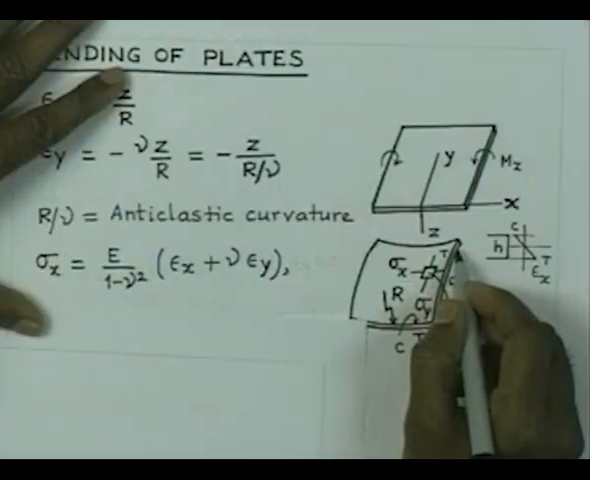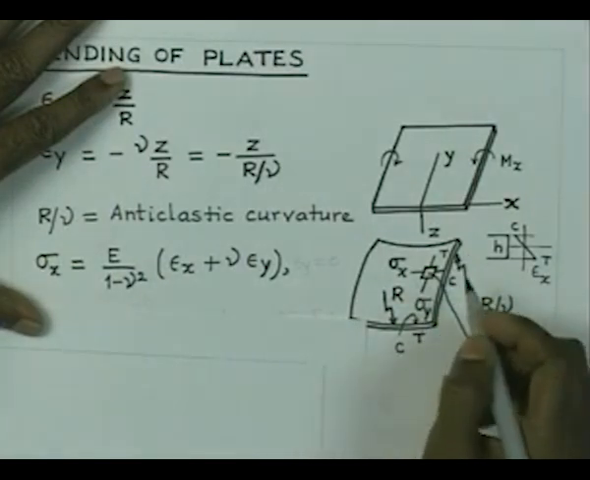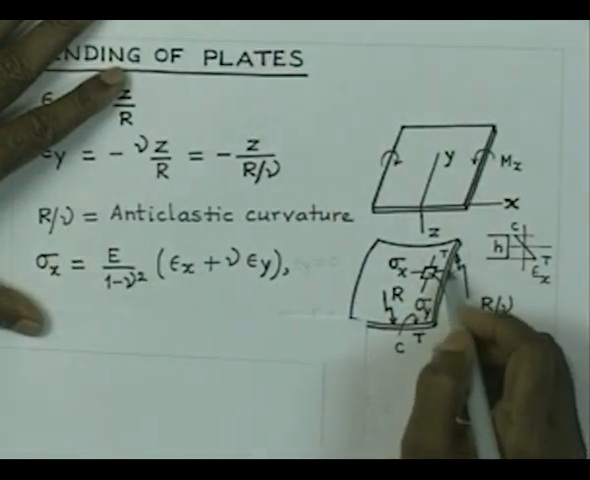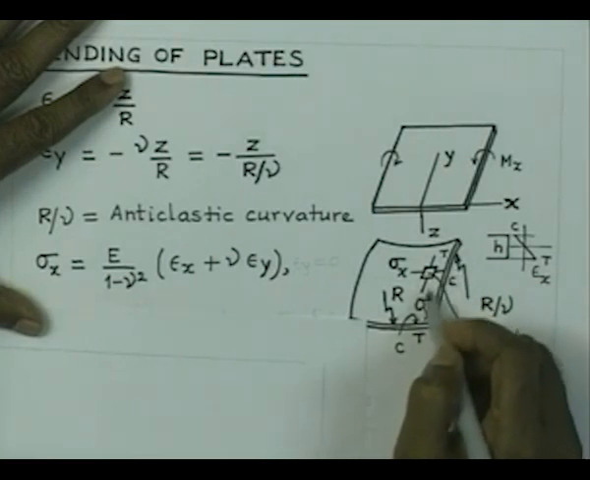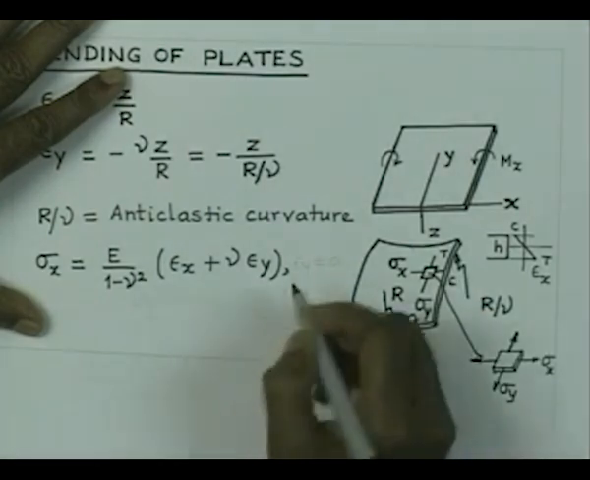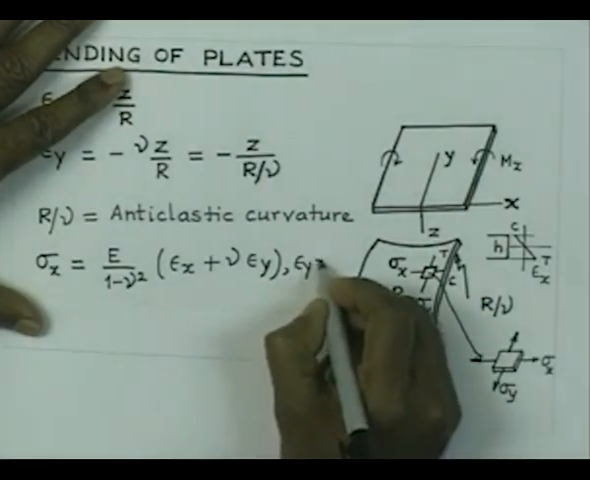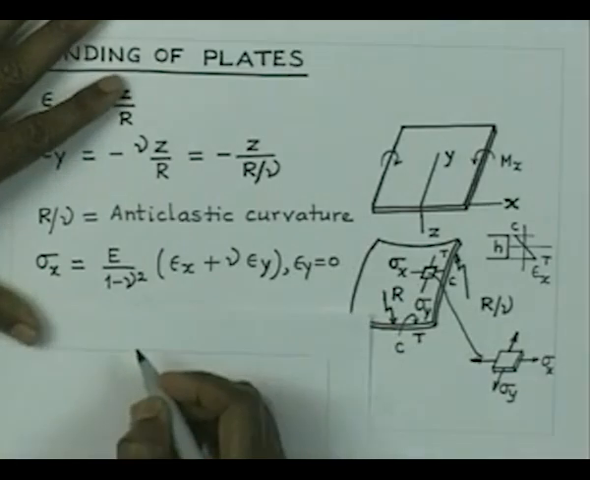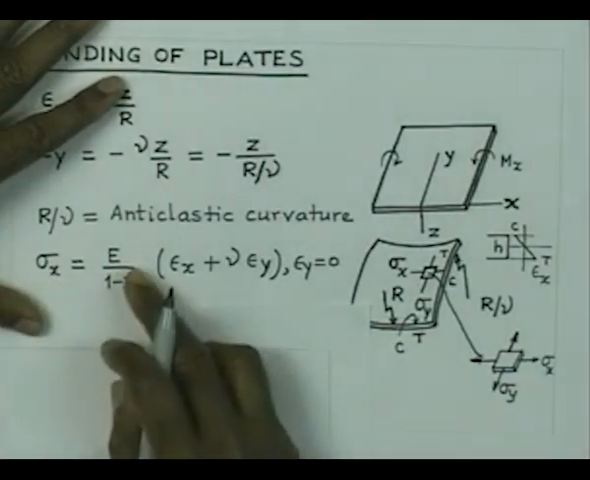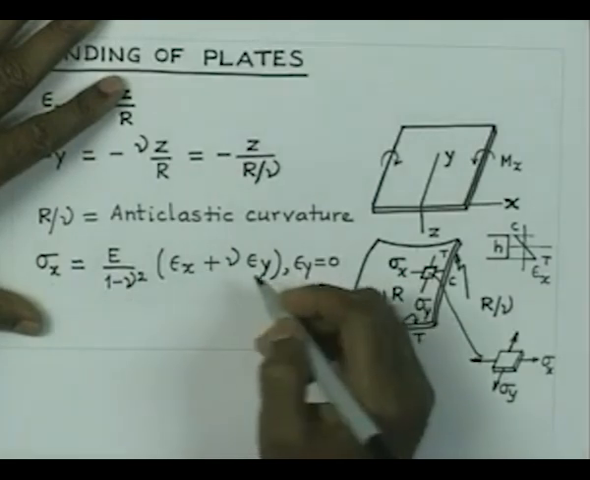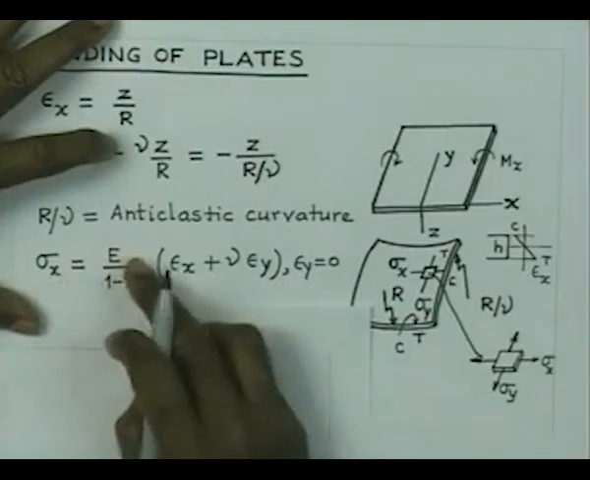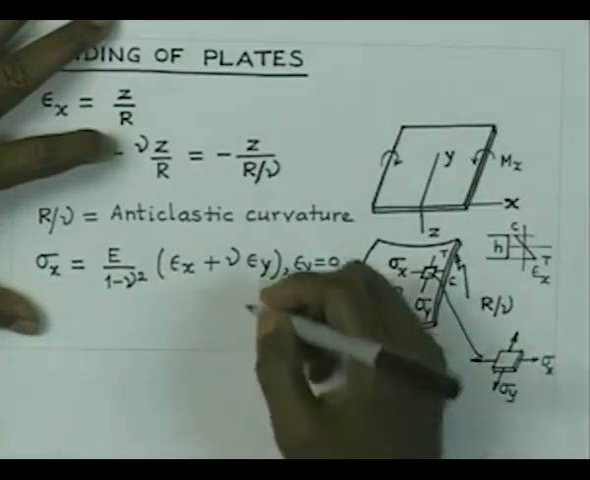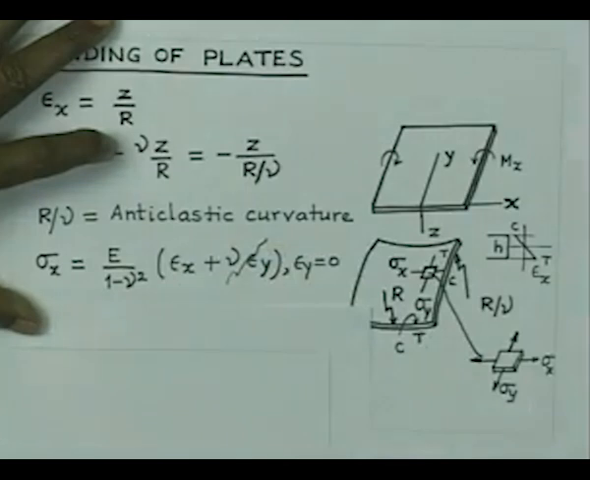Now, we have already mentioned that this tendency of anticlastic curvature appearing is not there towards the center, and towards the center you find that the stretching of the plate or contraction of the plate in the y direction is 0. So, therefore, epsilon y is 0, and hence we get the stress to be equal to E by 1 minus nu square into epsilon x, and since epsilon x is equal to z by r, sigma x is equal to E by 1 minus nu square into z by r. So, therefore, this term is getting knocked out.